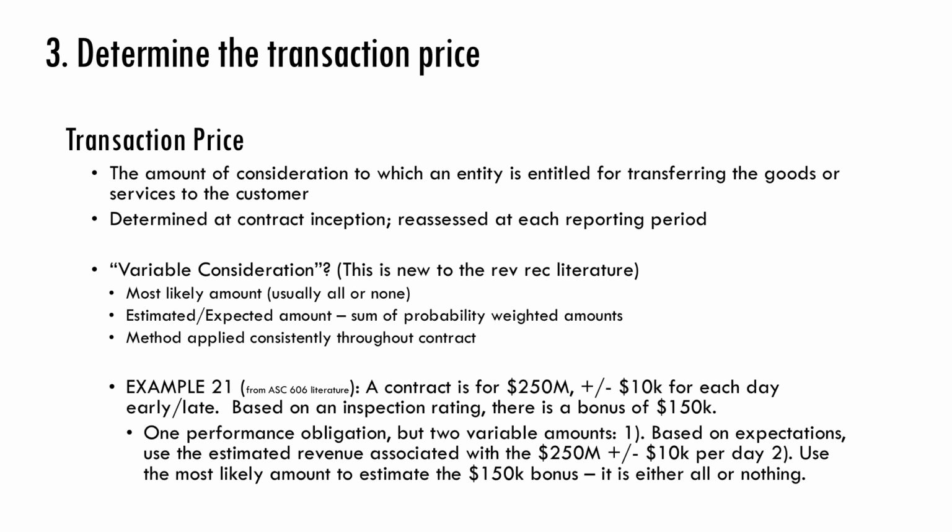So what am I going to recognize? It talks about two different variable amounts here. There's the number one, based on the expectations, I'm going to use the estimated revenue associated with the 250 plus or minus 10 a day. And this may come into play, for example, in a construction example, your percentage of completion, where you might be recognizing your revenue based this way. Secondly, use the most likely amount for that bonus, because again, it's either all or nothing.